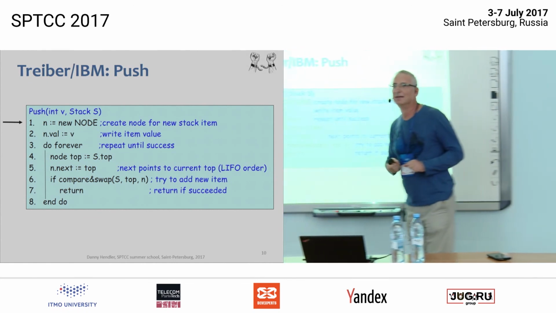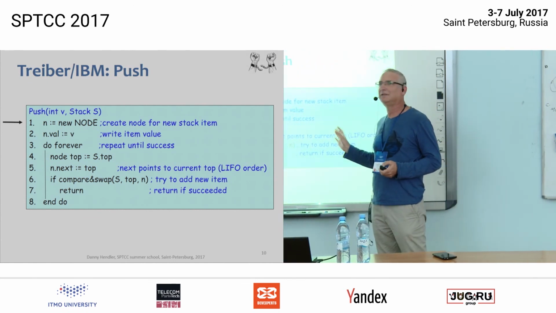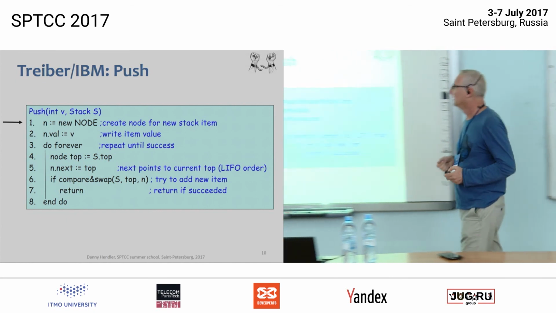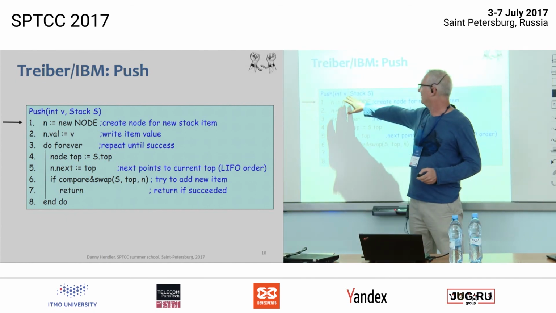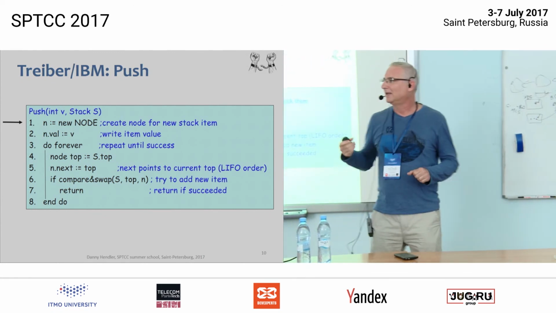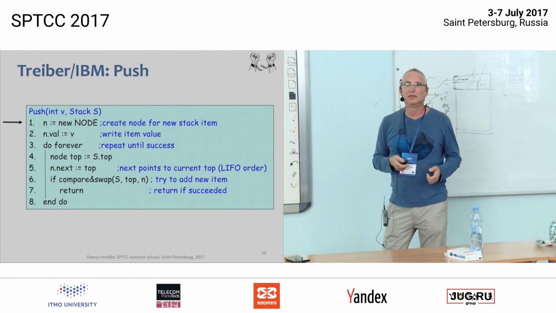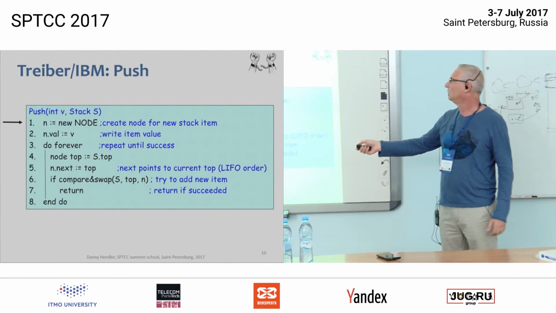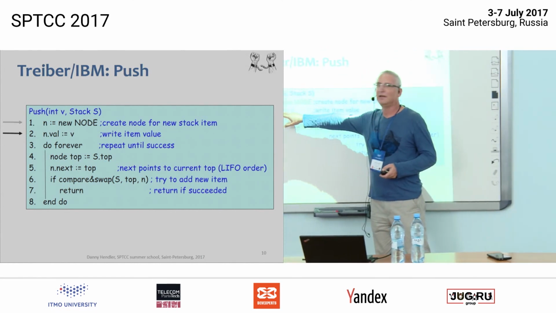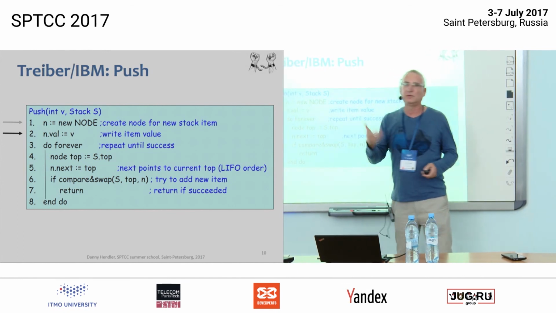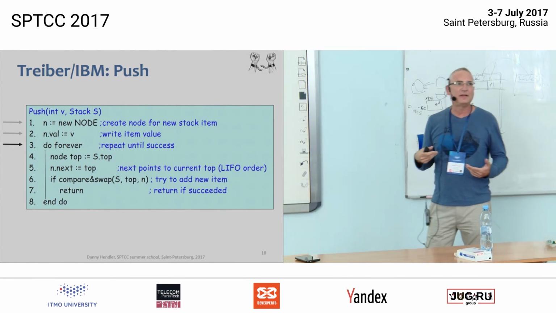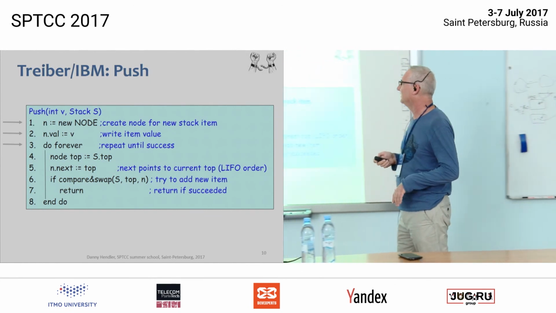In a C-like syntax, the emphasis here is not on the syntax of the pseudocode, but rather on the algorithmic ideas. So when we do a push of some value v on the stack S, a capital S, then as we saw before, we start by creating a new node, a reference to which is stored in variable n. Then we write to the val field the value v, the argument, which is the value we would like to add to the stack. And now, in an infinite loop, we do the following in every iteration.